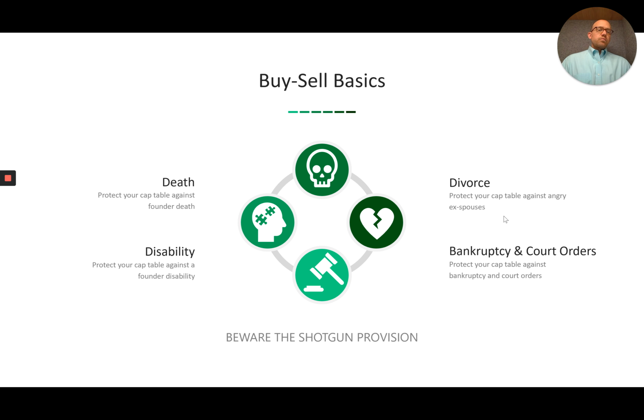Some buy-sell provisions even give the owner spouse the ability to buy that from their ex-spouse before the company. But most of the time it's just the company having that right, and then the company can work out with its former owner if they want to sell that back to them or what they want to do that way. So that's kind of how the divorce side works.